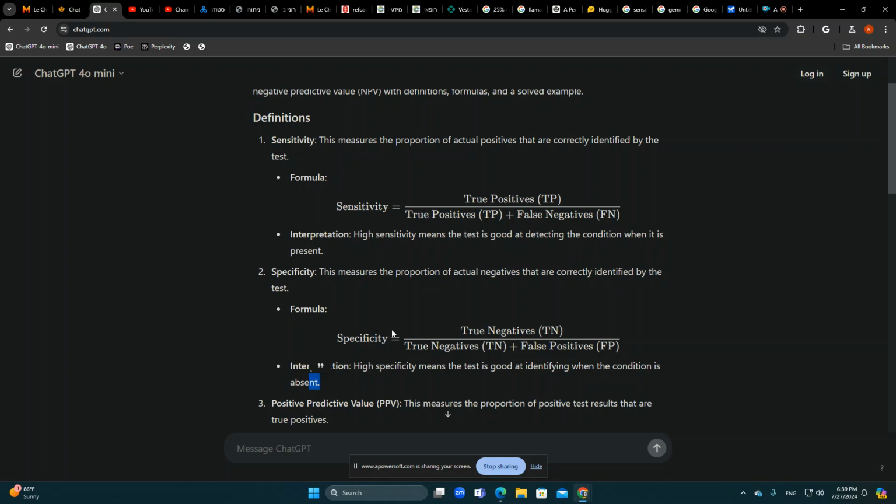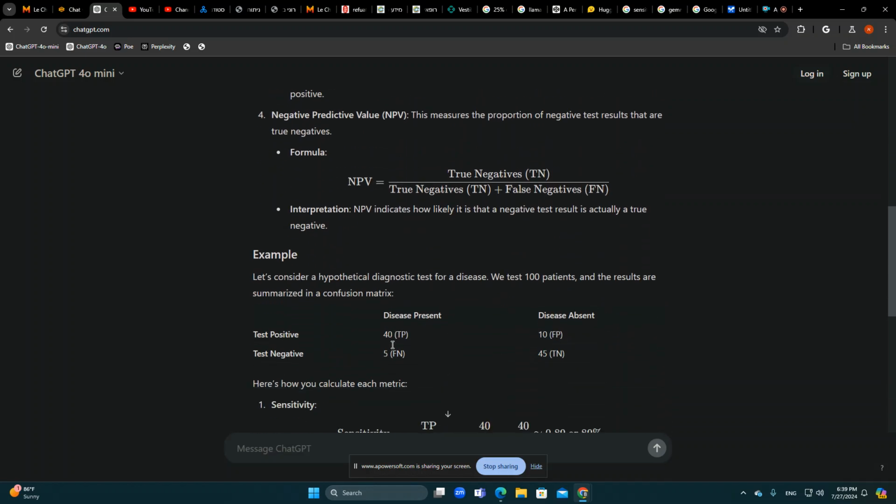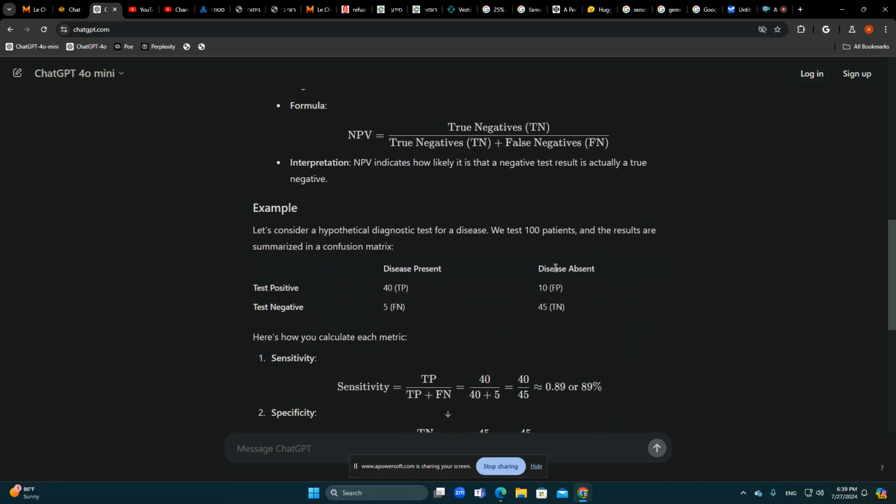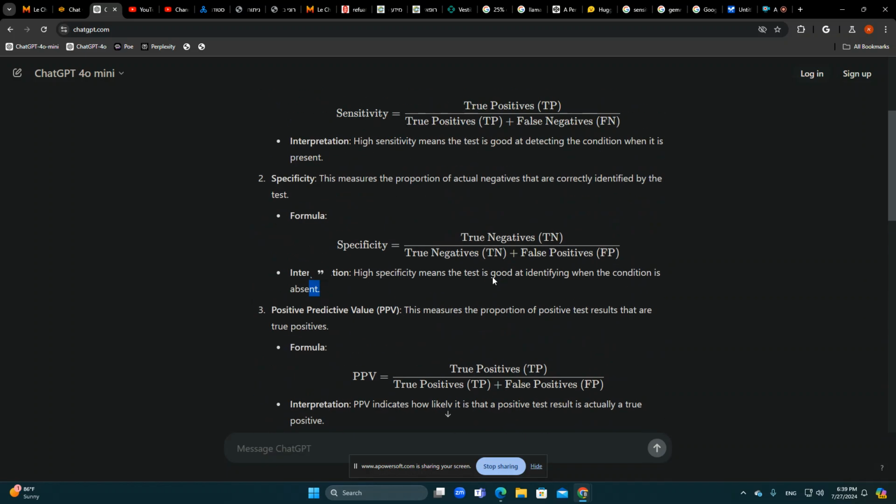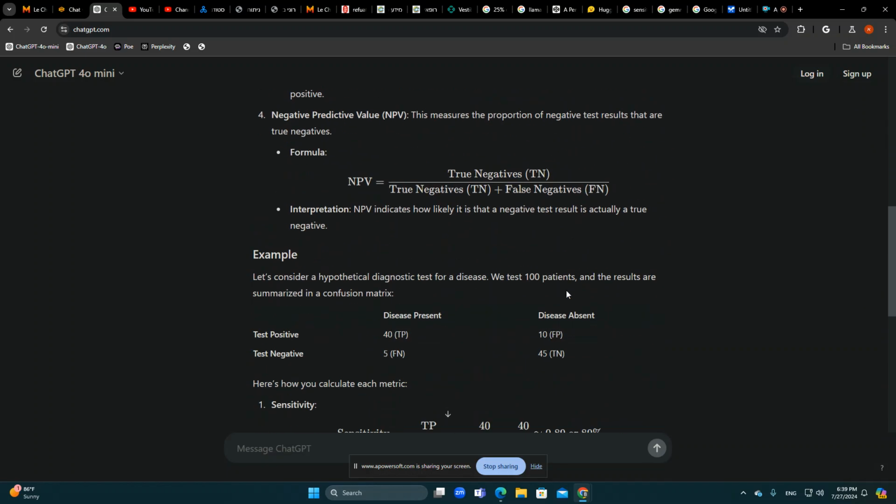So how do I calculate the specificity? I look at this column now, the disease-absent column. I say, how good was the test with true negatives? Namely, I look at true negative and divide it by all of this column, all of the real absence of disease.